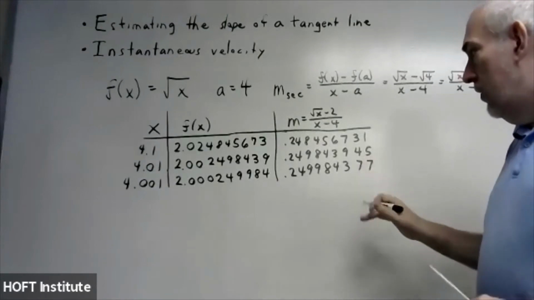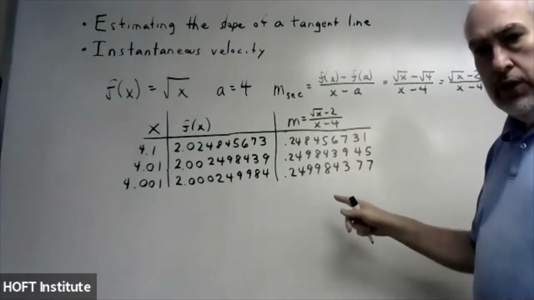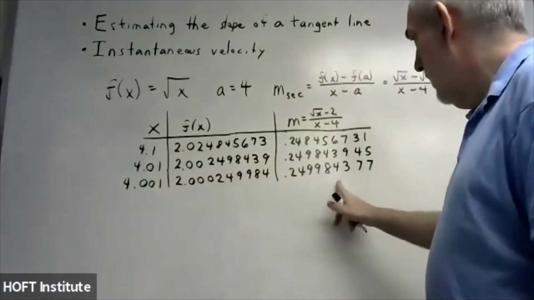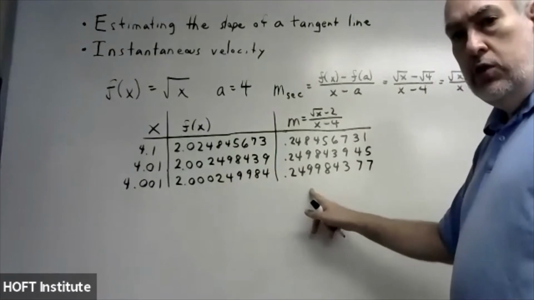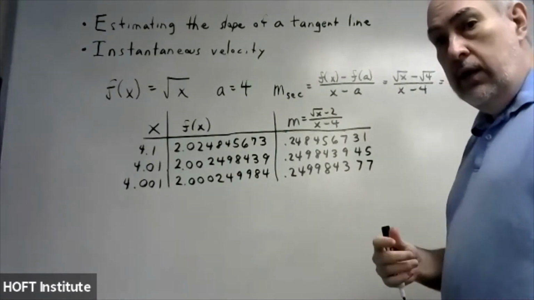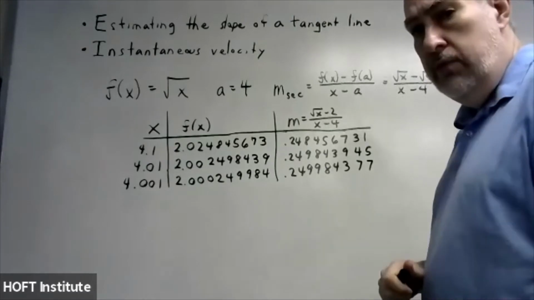Okay, so what is the slope approaching as x is getting closer and closer to 4? It looks like it's approaching 0.25. Okay, so my guess is the slope of the tangent line is 0.25.